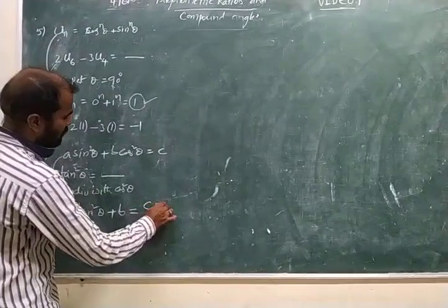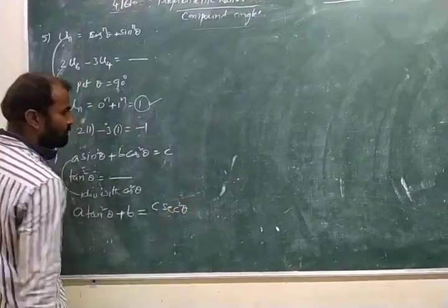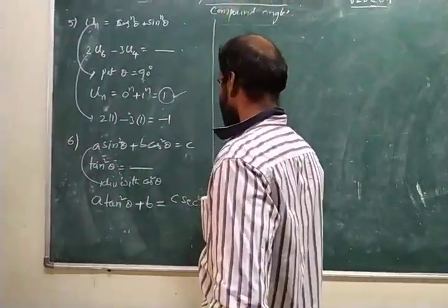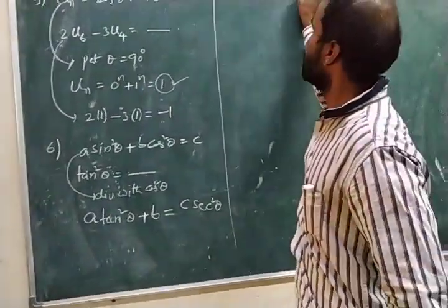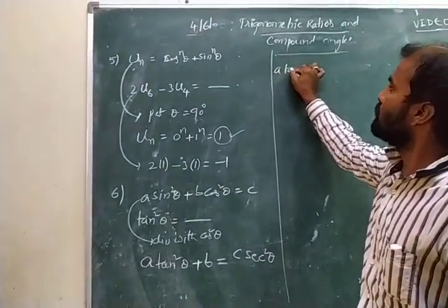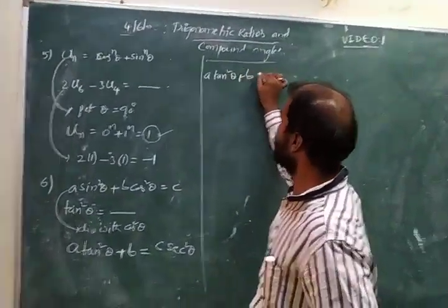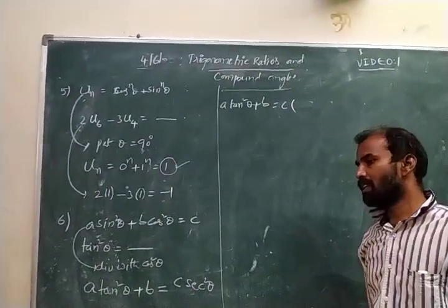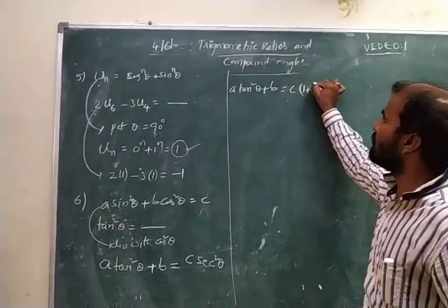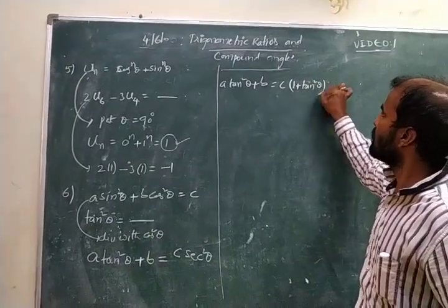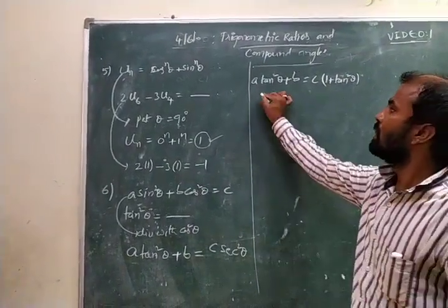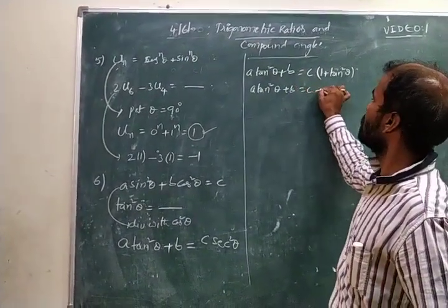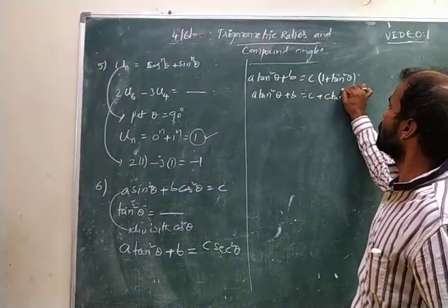1 by cos square theta is secant square theta. Now convert the secant in terms of tan. That is a tan square theta plus b equal to c into, we know the formula for secant square theta. What is secant square theta? 1 plus tan square theta. Now simplify this. a tan square theta plus b equal to c plus c tan square theta.